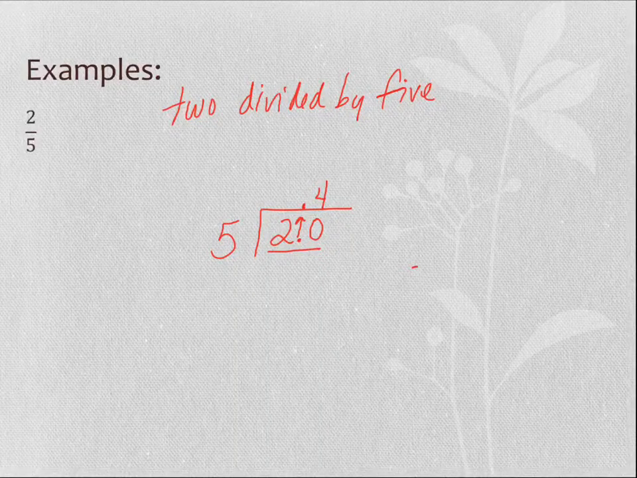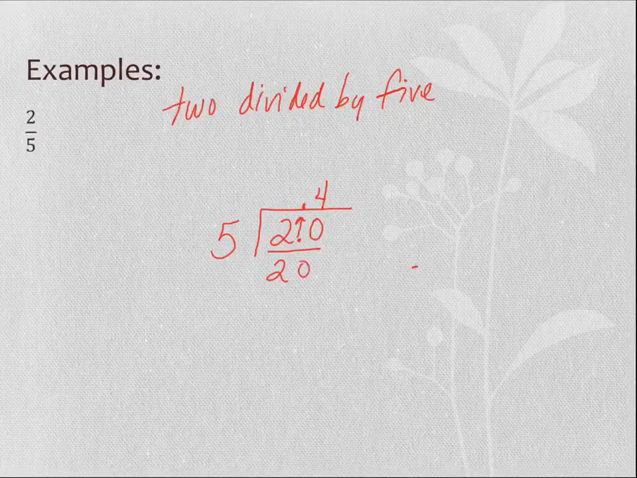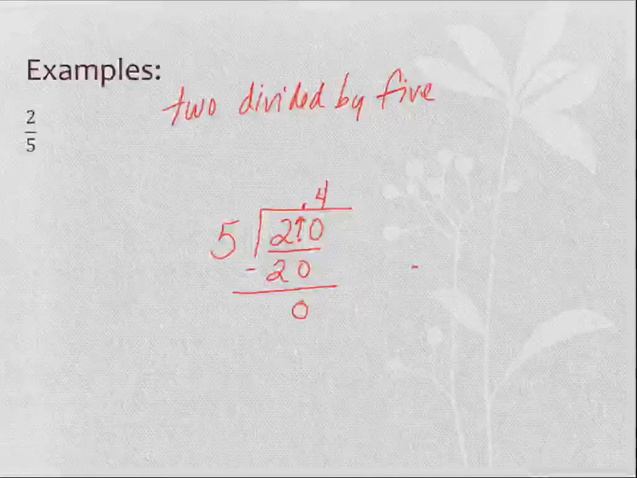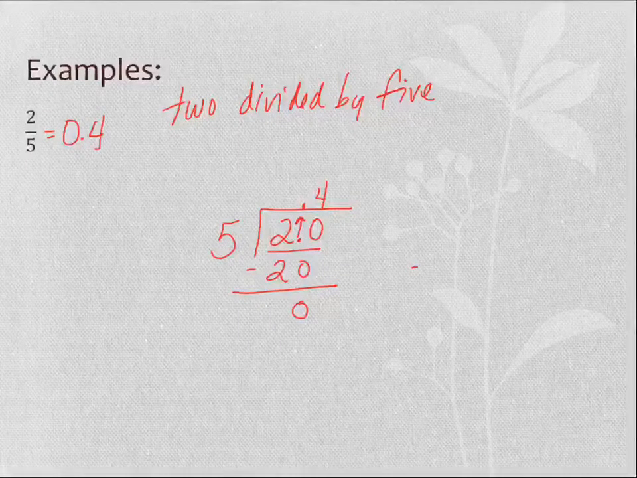We've got to keep our work lined up when we divide. 4 times 5 then is 20. We subtract and we're left with 0. So that means that 2/5 is the same as 4/10.